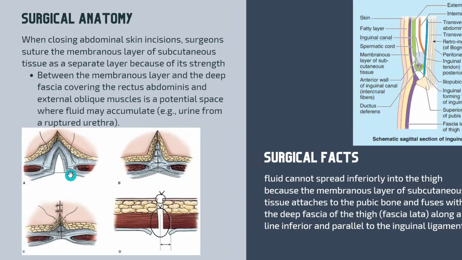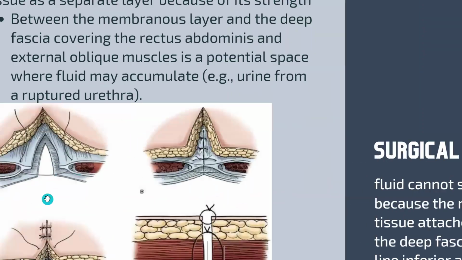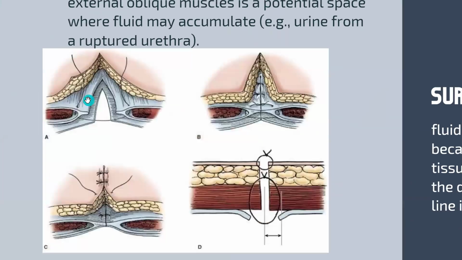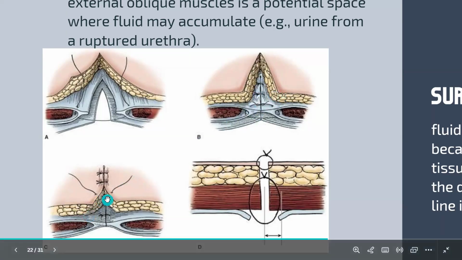Now you can see here in this picture that in A, we are dealing with this. This is the linea alba, and these are the recti, rectus right and left. And you can see the threads are going there in order to close it very tightly. And then we are closing the skin and subcutaneous tissue as well.